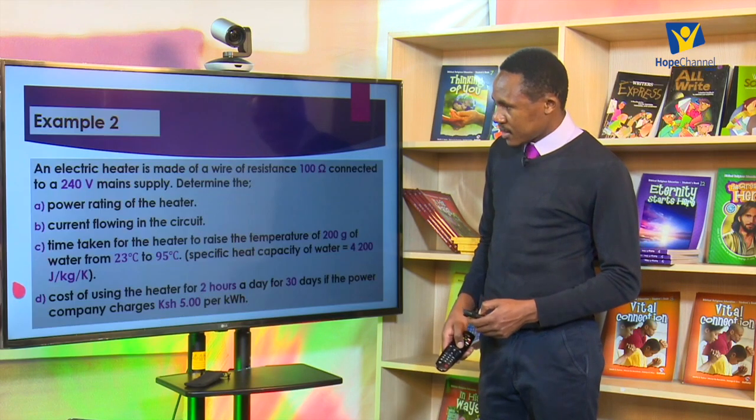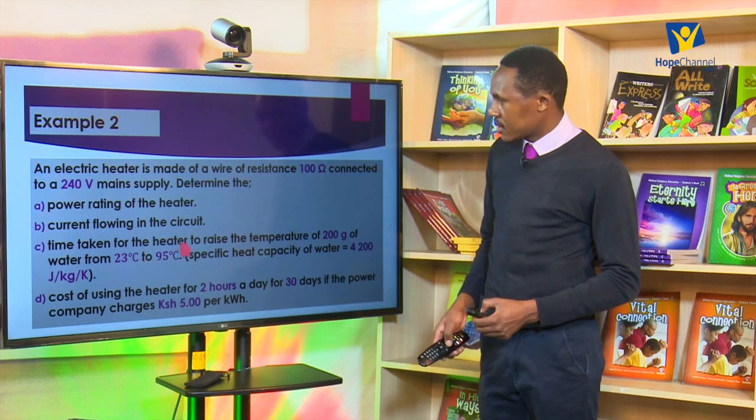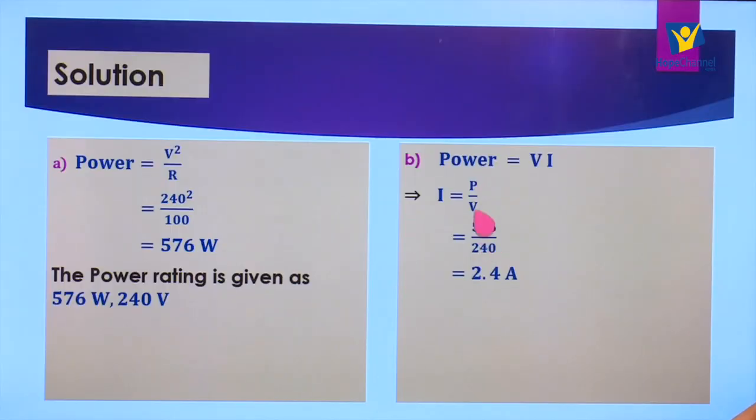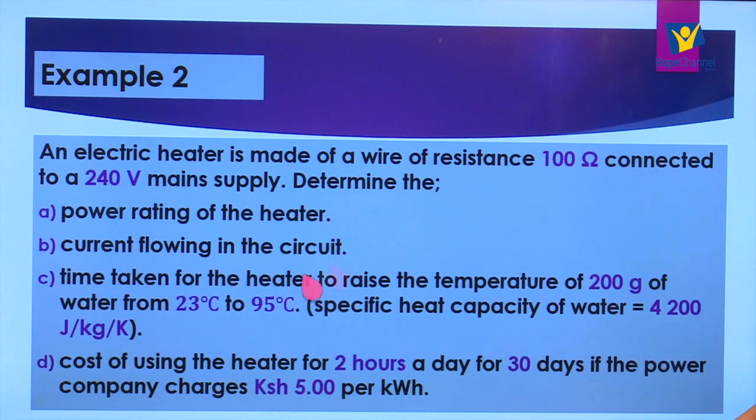Now part B asks us to get the current flowing in the circuit. So power is given by VI, meaning current is the power divided by V. The power is 576, the V is 240. So 576 divided by 240 gives us 2.4 amperes. So the current flowing in that circuit becomes 2.4 amperes.